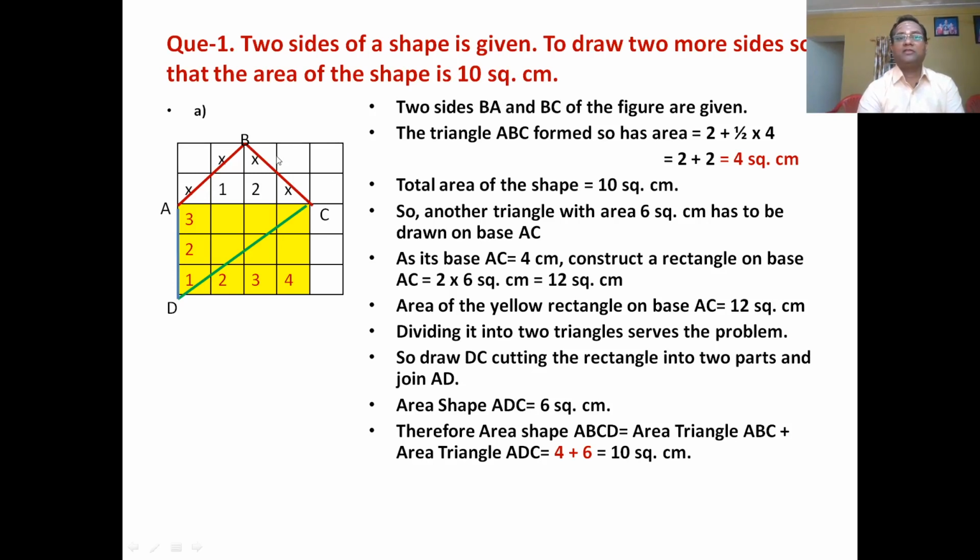First, we shall know what is the area of this triangle ABC. Area of triangle ABC, we can do it by using the formula half base into height. So half, base AC is 4 units and height is 2 units. So 4 2s are 8 and half of 8 is 4 square units.